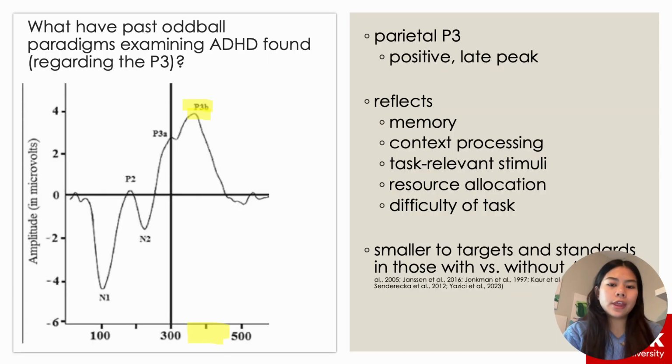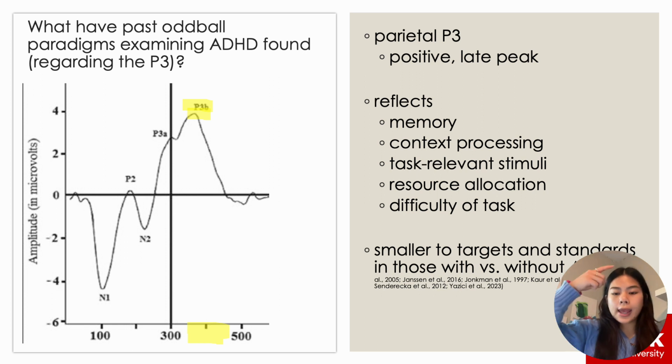And for the P3 ERP component, to start off, the P3 happens at the back of the scalp. I'm going to be talking about the P3B, whereas the P3A happens more frontally. It is a positive going peak. It is a late peak that occurs between 300 and 600 milliseconds. The P3 reflects memory, context processing, task-relevant stimuli, resource allocation, difficulty of a task.